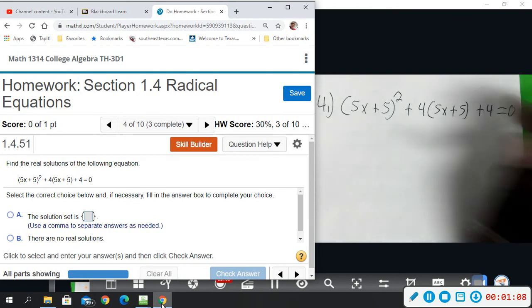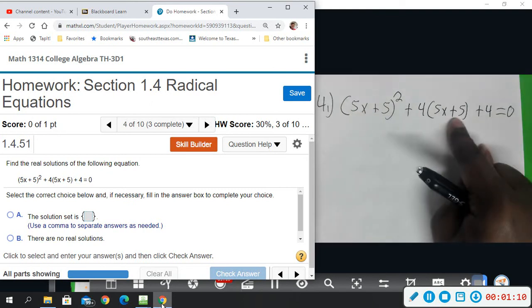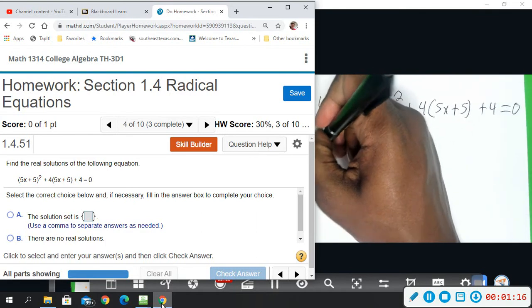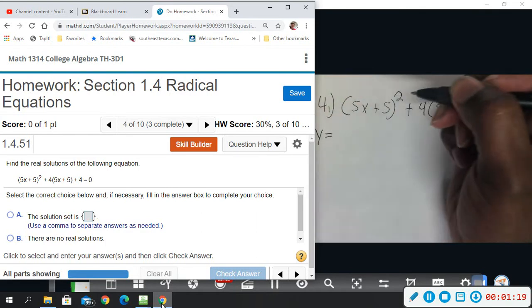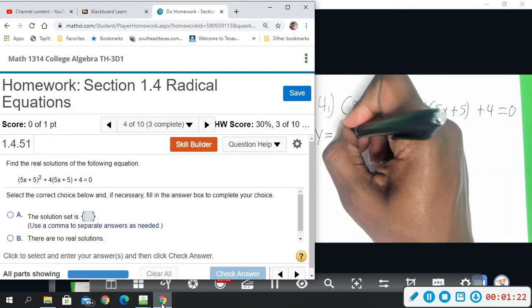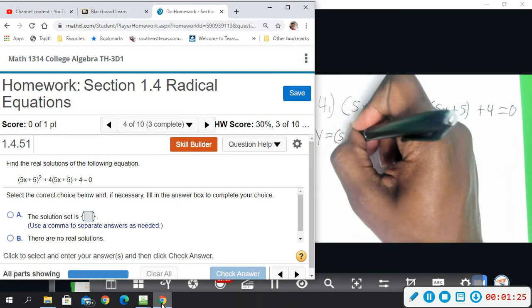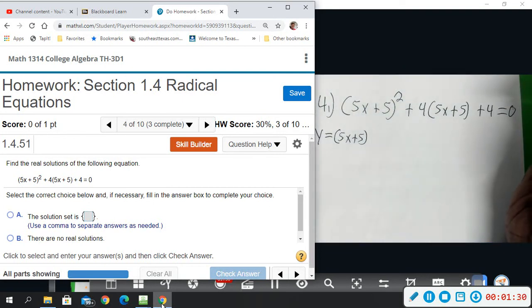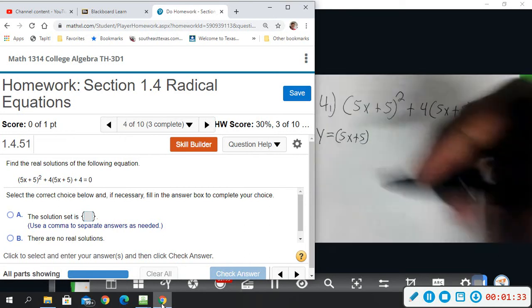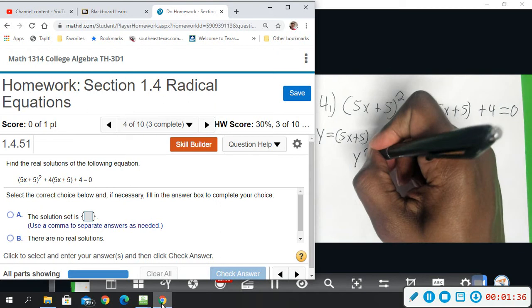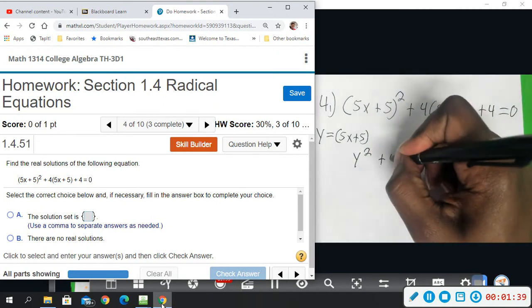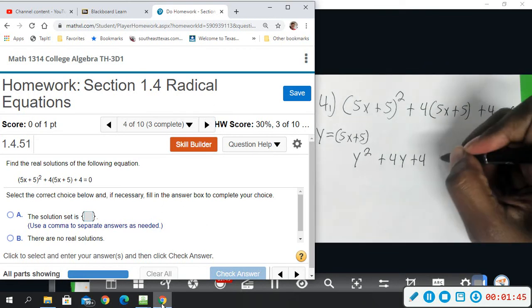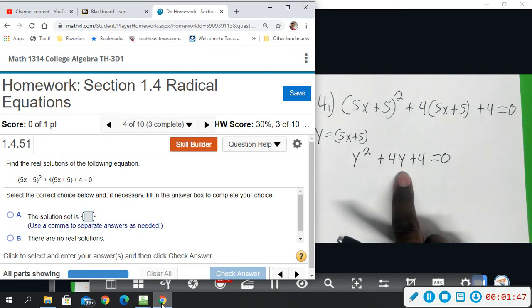I do a substitution. So I say, okay, this in parentheses is exactly the same. So I'm just going to replace it with a different variable, and I'm going to do it again at the end. So y equals all of this. Y equals the 5x plus 5. Alright, so when I do that, I'm going to rewrite this as y. So this is now y squared. This is now plus 4y, and then plus 4 equals 0. So now it looks more familiar to you.